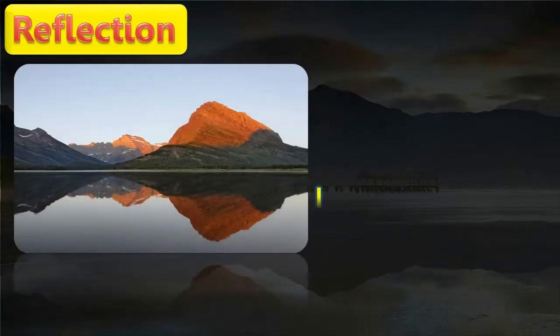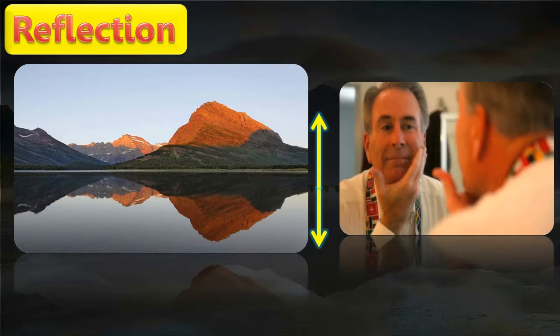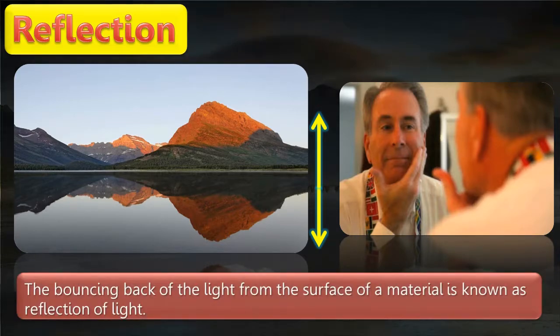Reflection. When a ray of light hits a mirror or any polished surface, it bounces off the surface. The phenomenon is called reflection of light. When you look at a mirror, you see the reflection of other things around you along with your own image. The bouncing back of the light from the surface of a material is known as reflection of light. The reflection of the mountain on the river can be seen from this view.